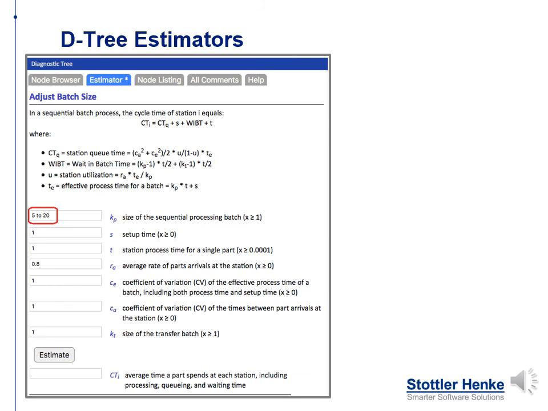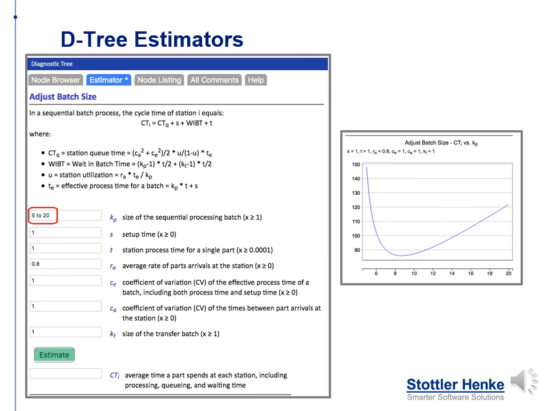We added a capability which we call Estimators, which displays the value of a node's objective from user-specified sub-objective values. The left dialog prompts the user for values of the sub-objectives, and the right graph shows how the objective variable varies with the range variable, in this case, sequential process batch size.